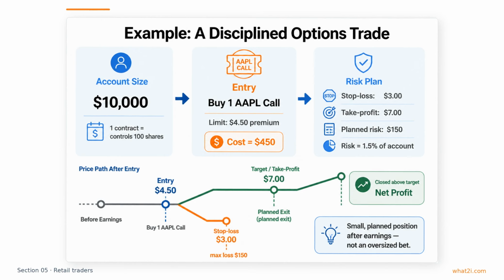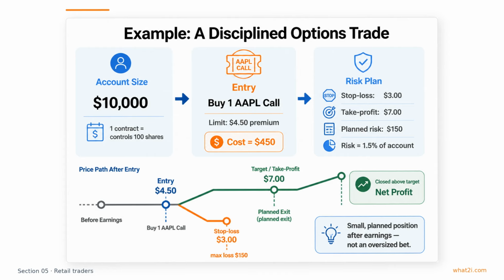Before entering, she defines a stop loss at $300 and a take profit at $700, which means both risk and reward are planned in advance. Her maximum planned loss is $150, or about 1.5% of the account, which keeps the trade small enough to survive. When the option closes above her target, the profit is the result of process as much as prediction. The lesson is that position size and risk control matter just as much as the market call.